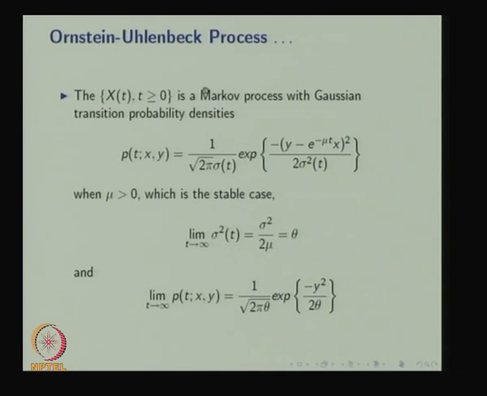So we can prove x of t is a Markov process with the Gaussian transition probability density, as well as, as t tends to infinity, we can prove the transition probability. So this is a normally distributed random variable with mean 0 and variance theta.